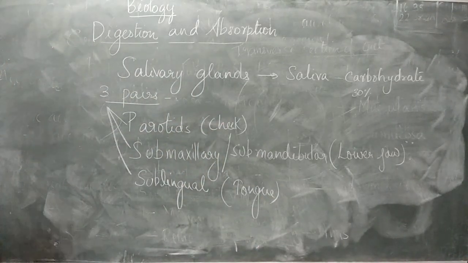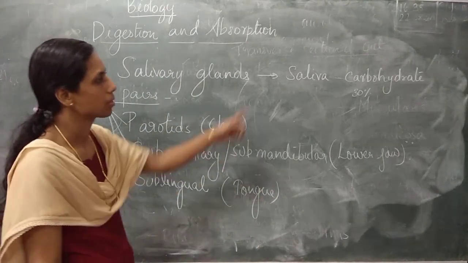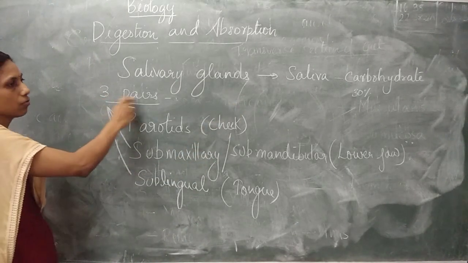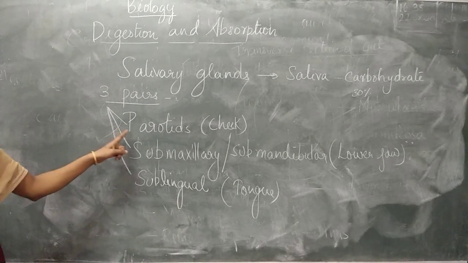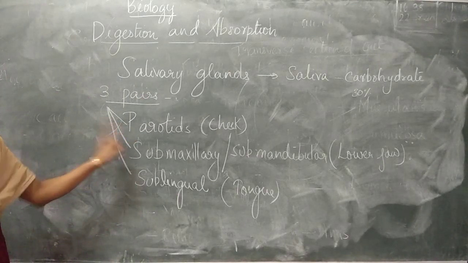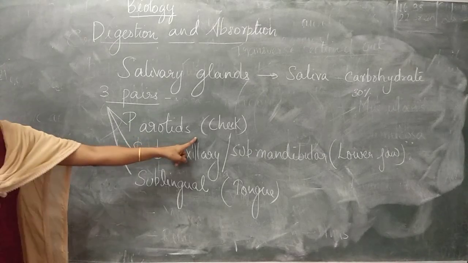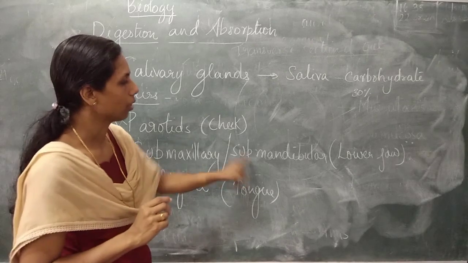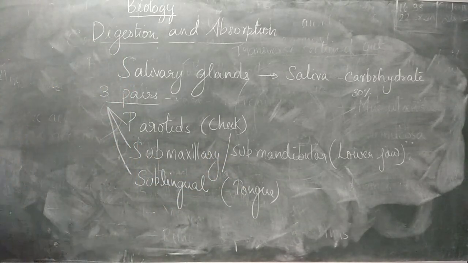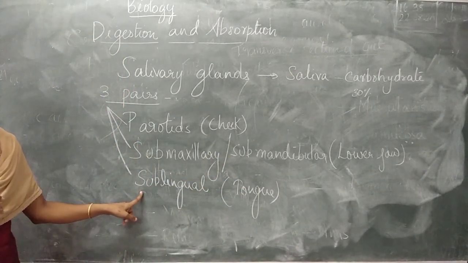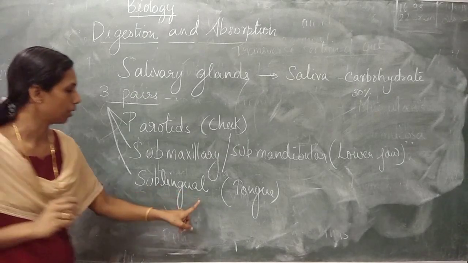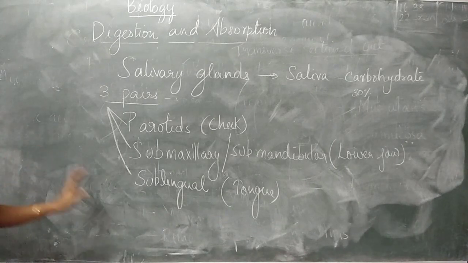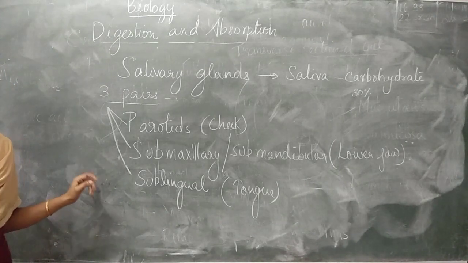Okay, so salivary glands produce saliva which helps in the digestion of carbohydrate. And there are three pairs of salivary glands. One pair is called parotids which are present in the cheek. Another pair is called submaxillary or submandibular, present in the lower jaw. Another one is called sublingual, present under the tongue. Okay, so this is a very important gland, salivary glands.